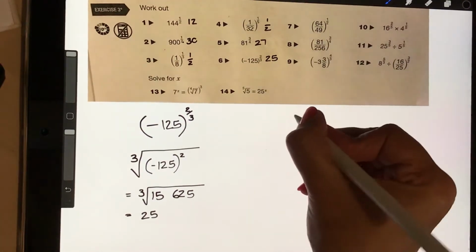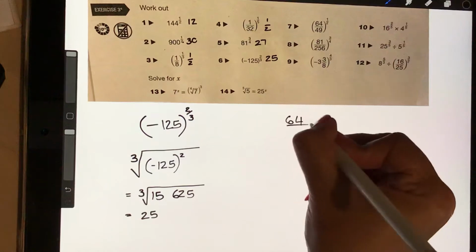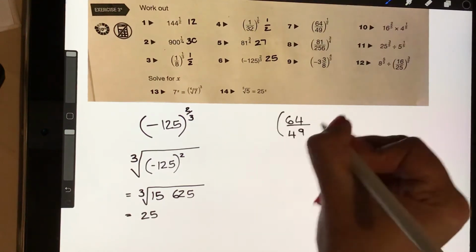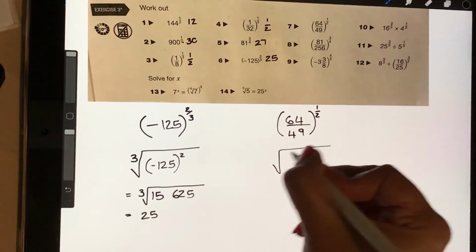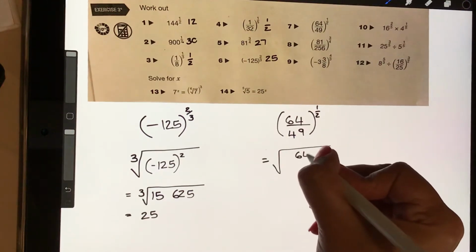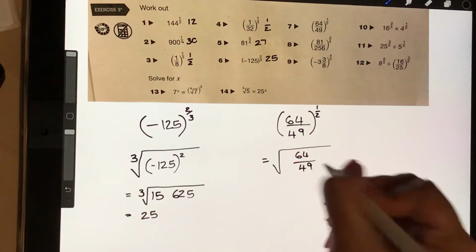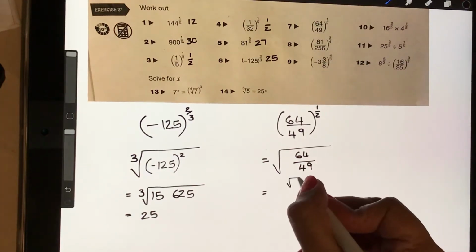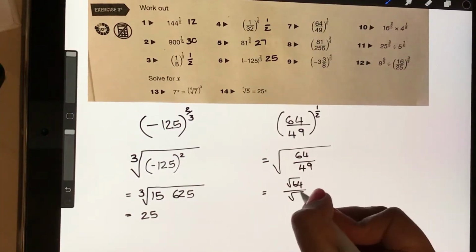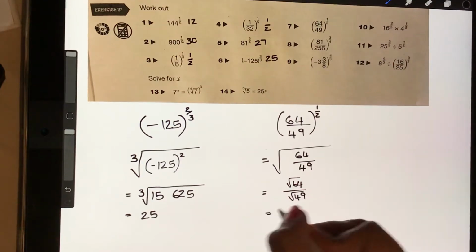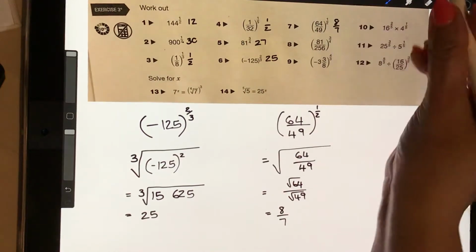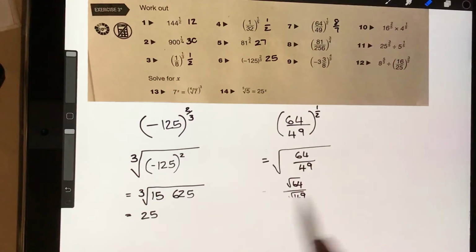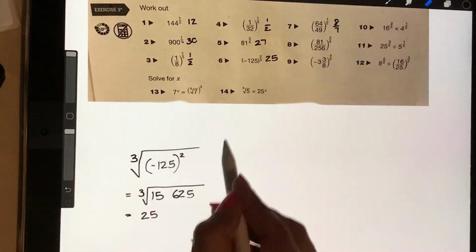For number 7, we've got 64 over 49, all raised to the power of a half, which simply means that this whole fraction goes inside a square root, and you can break it up into the square root of 64 over the square root of 49, which is 8 over 7. So that one is just 8 over 7.